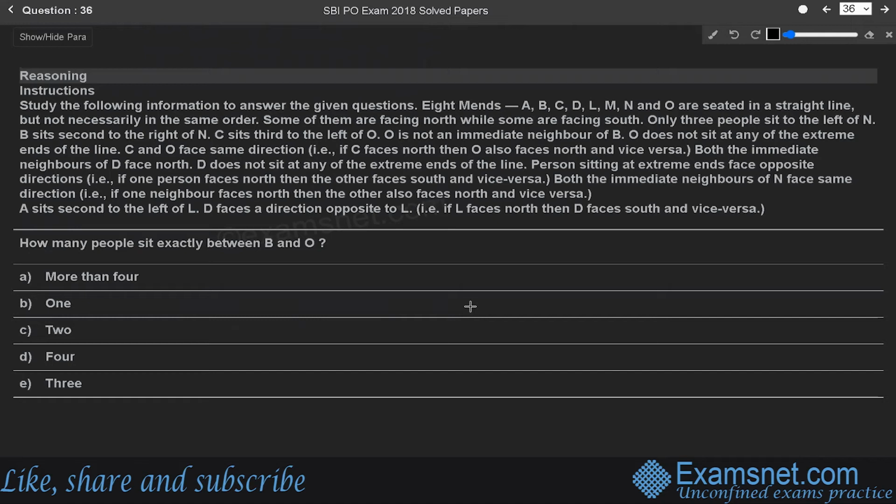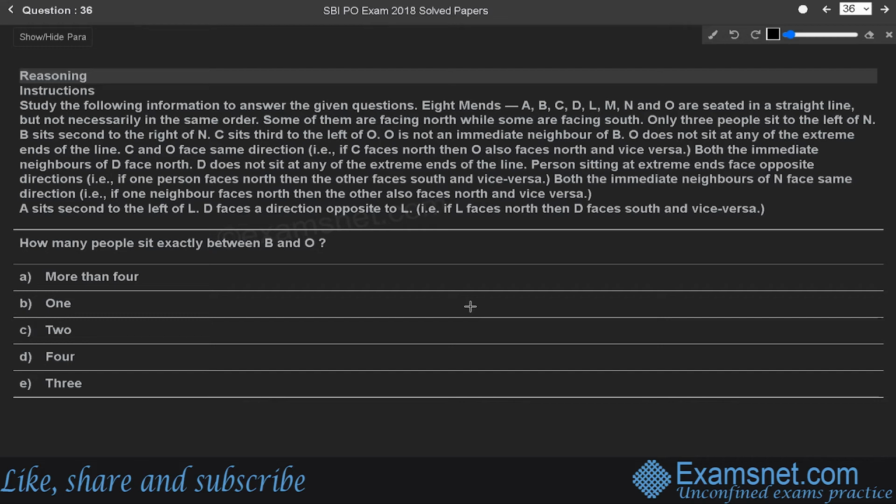Next question has the instruction, study the following information to answer the given question. Elements A, B, C, D, L, M, and O are seated in a straight line, but not necessarily in the same order. Some of them are facing north while some are facing south. Only 3 people sit to the left of N, B sits second to the right of N, C sits third to the left of O is not an immediate neighbor of B, O does not sit at any of the extreme ends of the line, C and O face same direction, that is if C faces north, then O also faces north and vice versa.